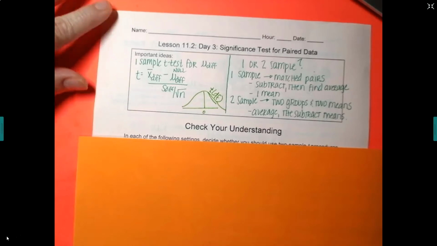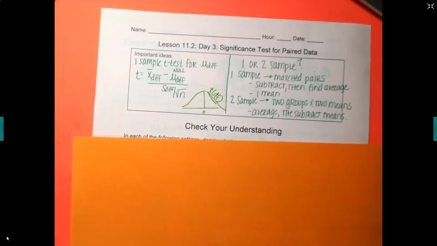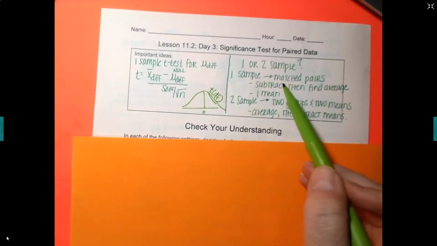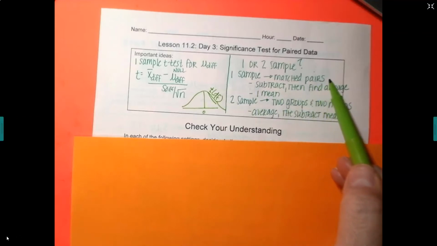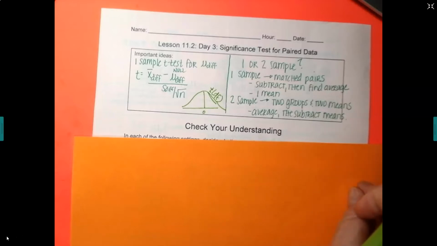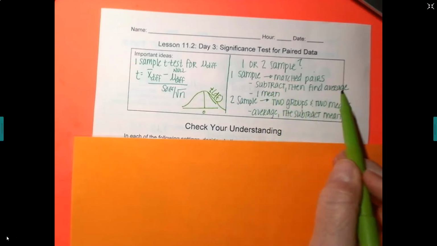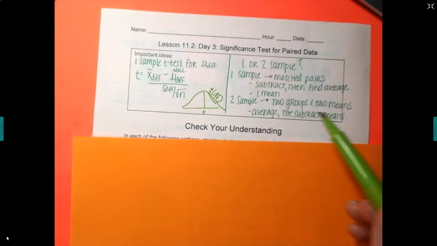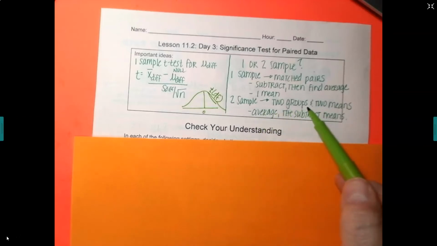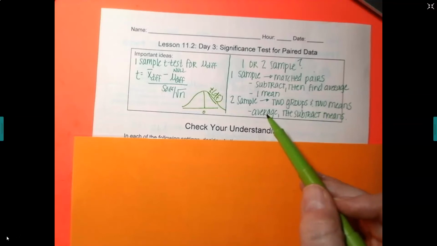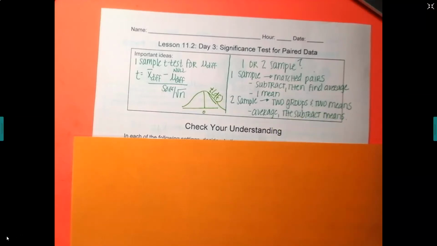We discussed this last unit, but I wanted to give you some more practice, which is going to be your understanding for today: 1 sample or 2. If it's 1 sample, that's a matched pairs. That means the same people are being tested and maybe the order of the test is being changed, or 2 nearly identical people are being tested. When that happens, you subtract and then find the average, so you'll only have 1 mean to work with. If it's 2 samples, you have 2 independent groups and 2 means. You find the average of each and then subtract the means. Think of this while you're trying these check your understanding questions.